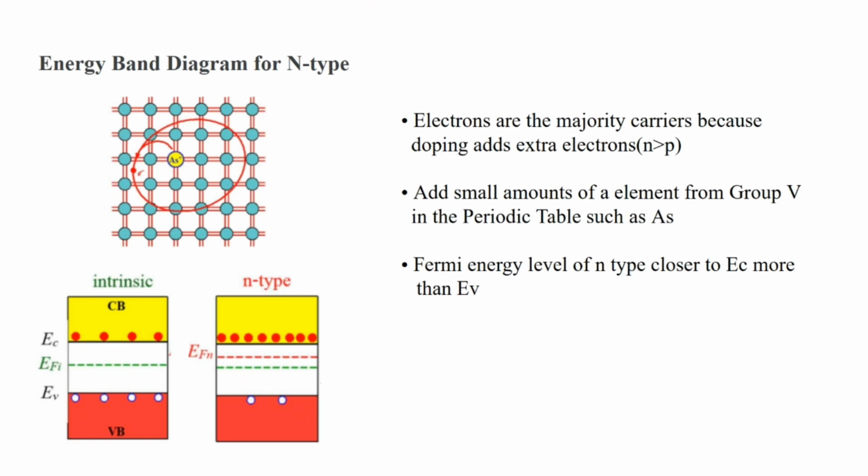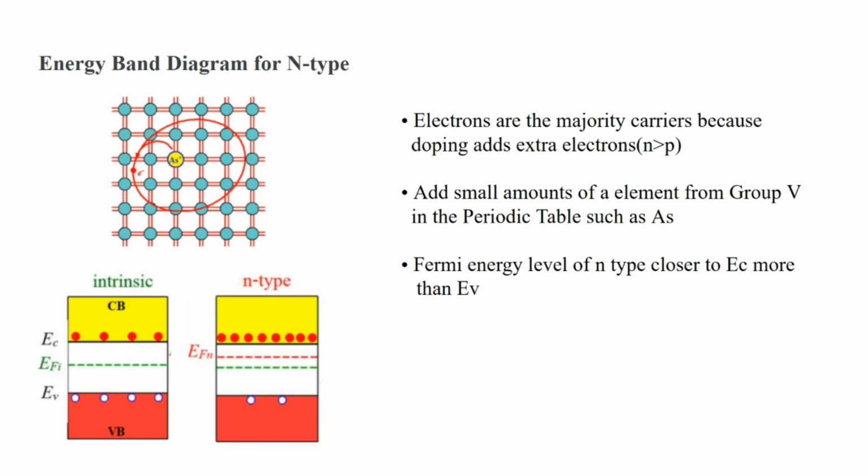Energy band diagram for N-type. Electrons are the majority carriers in N-type semiconductor because doping adds extra electrons, making n greater than p. N-type doping is achieved by introducing a small amount of group 5 elements such as arsenic into the silicon. Each arsenic atom replaces a silicon atom in the crystal lattice and is surrounded by other silicon atoms.